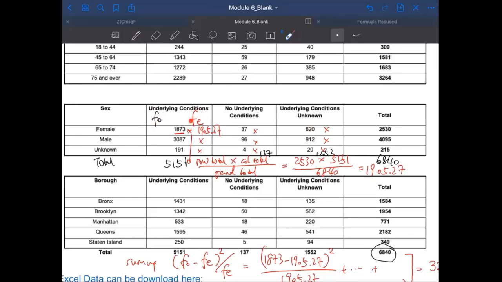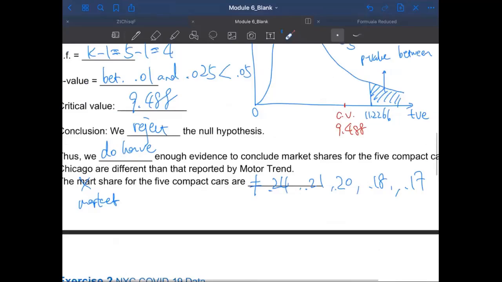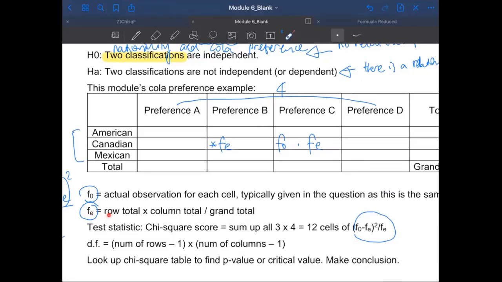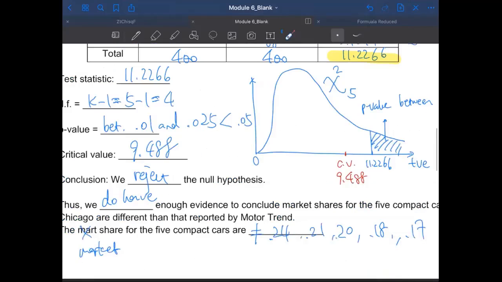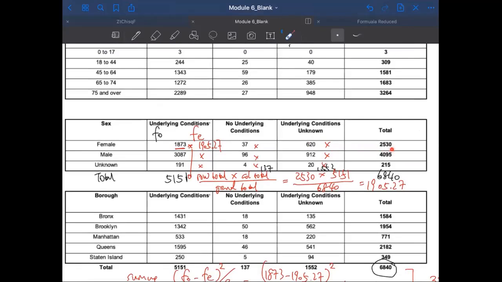You can also calculate FE. FE has a formula we learned earlier today, which if you're not sure, you can go back to the first page. Okay, so let's see. FE is row total times column total over grand total. So that's exactly what I'm going to do here. For this particular cell, the row total is 2530. I'm going to put it here, multiply by its corresponding column total. You can add up those three numbers. That's going to give you 1551. That's right here. Over the grand total, that's right here. You calculate this ratio, and it's going to give you 1905.27. That's going to be your FE.